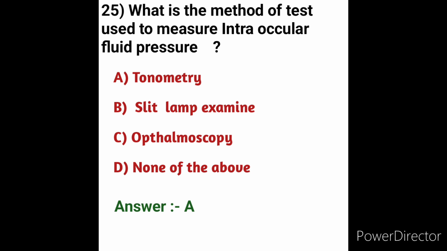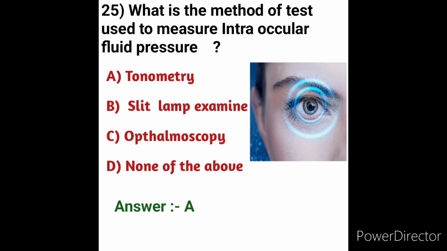Tonometry is the correct answer. Tonometry is a diagnostic test that measures intraocular pressure to determine the risk of glaucoma. The normal eye pressure range is 10 to 21 mm of Hg. So here, intraocular fluid pressure is measured through tonometry. Option A is the correct answer. Next move on to question number 26.